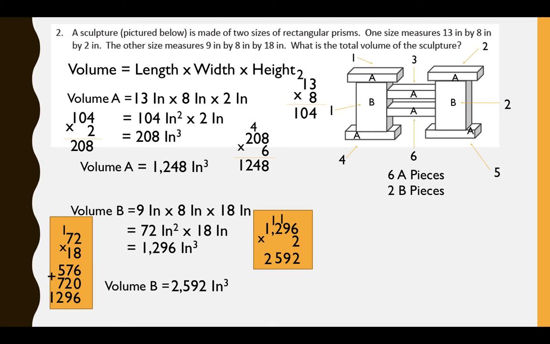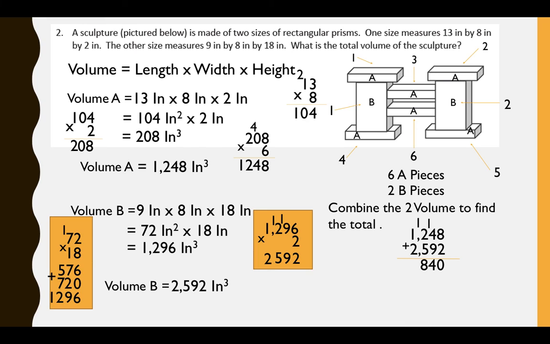Now, the question is asking us what is the total volume of the sculpture. So I need to combine the two volumes to find the total. So I'm going to take the total volume of figure A, and I am going to add it with the total volume of figure B. 8 plus 2 is 10, carry my 1. 9 plus 4 is 13, plus 1 is 14. 5 plus 2 is 7, plus 1 is 8, and 2 plus 1 is 3. So I know the total volume of the sculpture is 3,840 inches cubed.